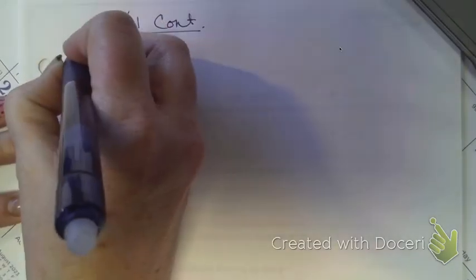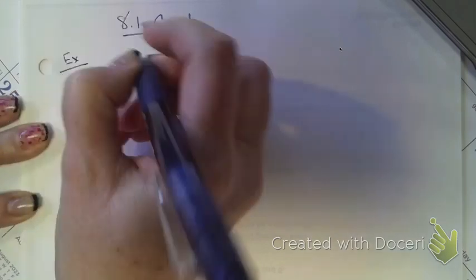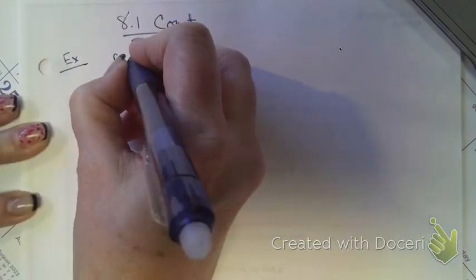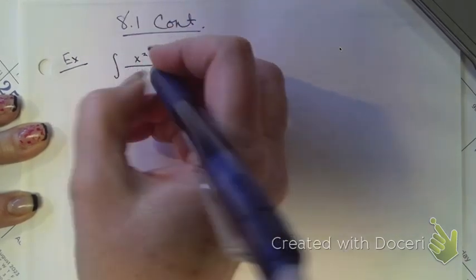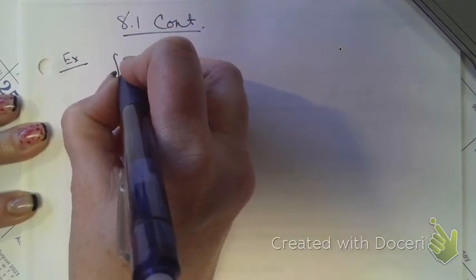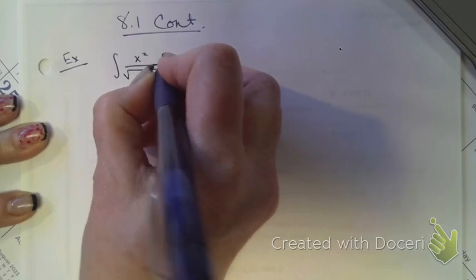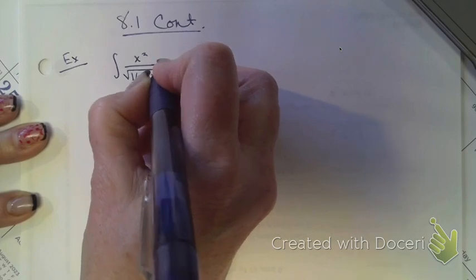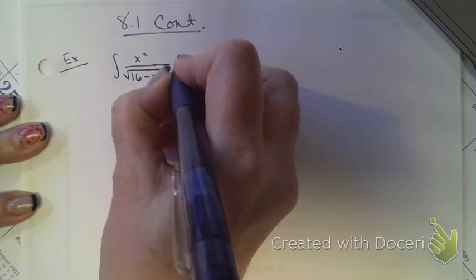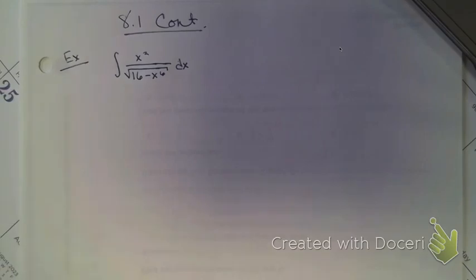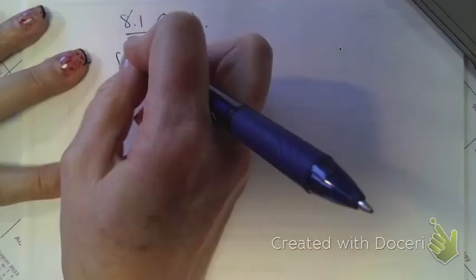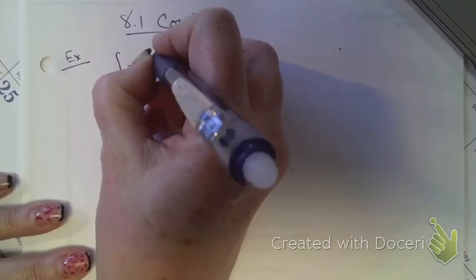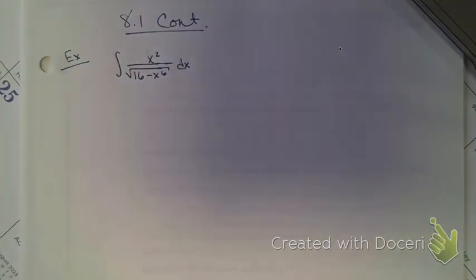So the first example we're going to start with is the integral of x squared divided by the square root of 16 minus x to the 6th dx. So again, that x is going to bother me. You need to be looking at all your rules. Hopefully you have your sheets handy.